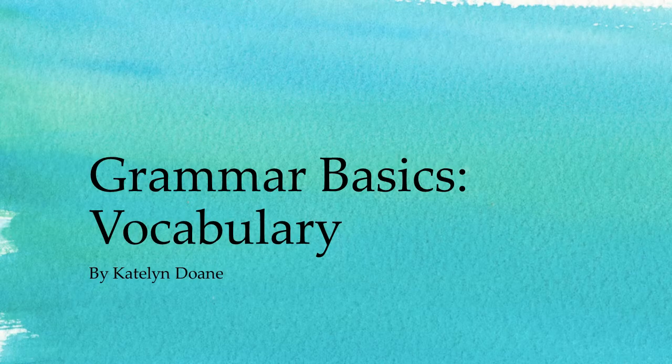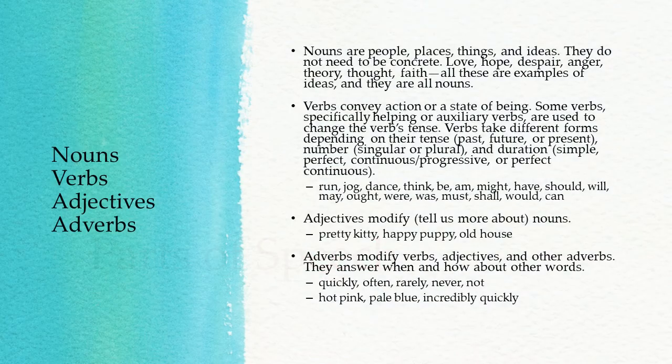Grammar basics, vocabulary. Parts of speech. We're going to take a look at these first. The four main parts of speech are nouns, verbs, adjectives, and adverbs. Nouns are people, places, things, and ideas. They do not need to be concrete or tangible. Love, hope, despair, anger, theory, thought, faith, all these are examples of ideas, and they are nouns.